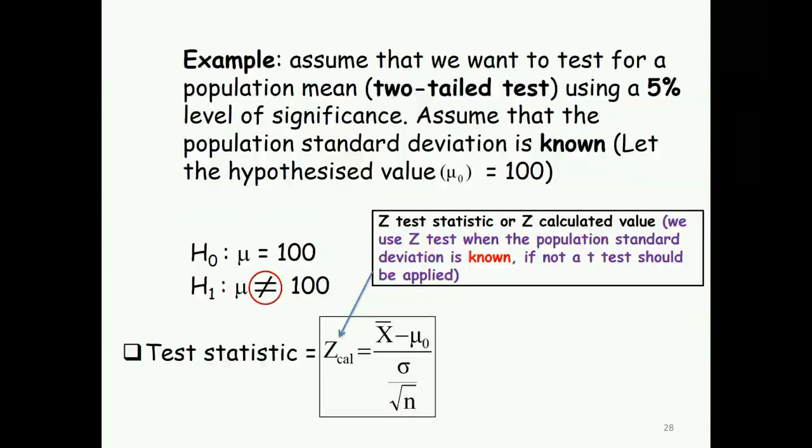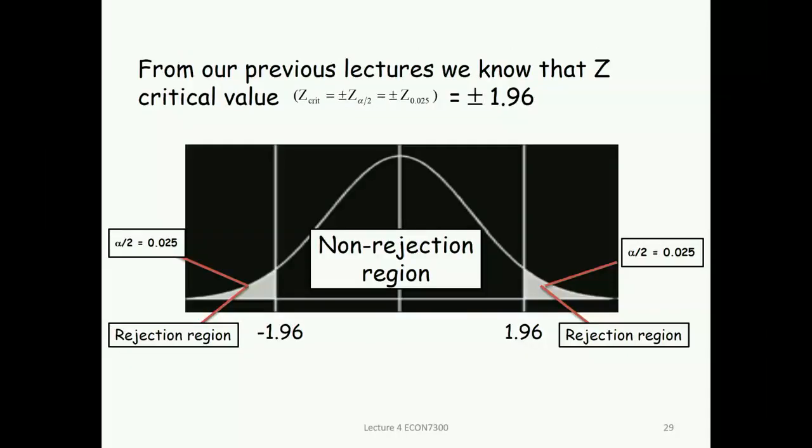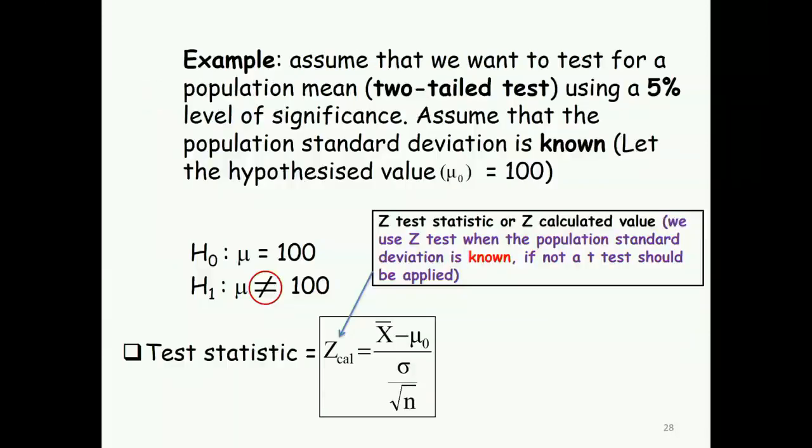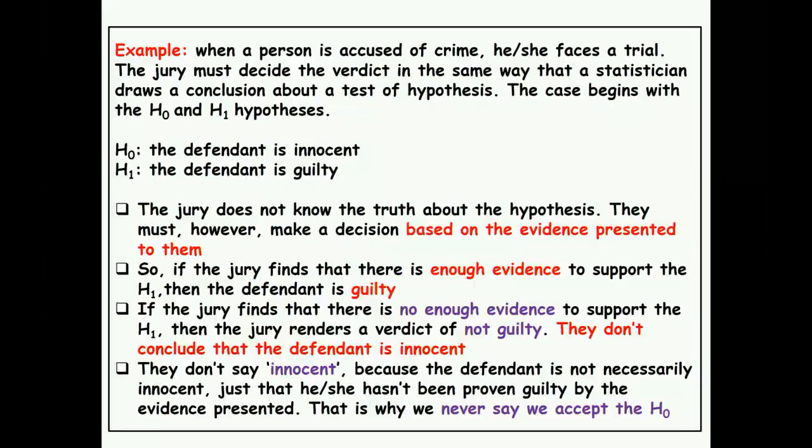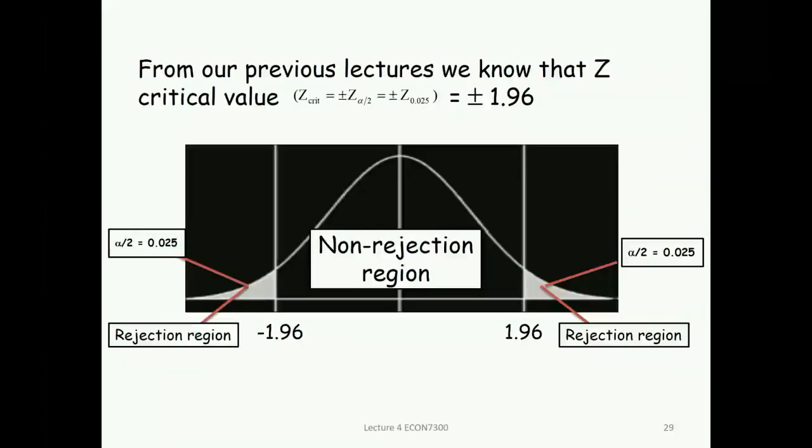If I calculate here, let's say I found 2. My calculation says Z calculated is equal to 2. So 2 is somewhere here in the rejection area, so I reject the null hypothesis. Or if I calculated minus 3, minus 3 is somewhere here, so I reject the null hypothesis.